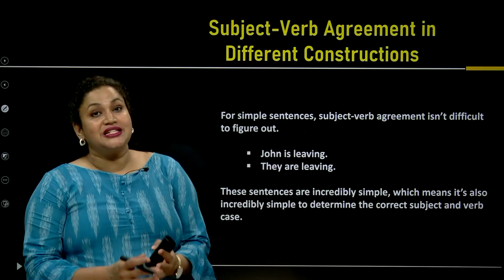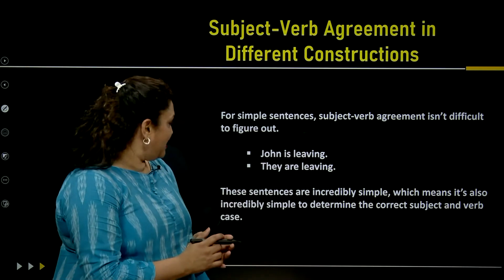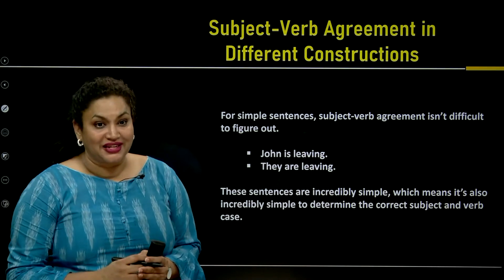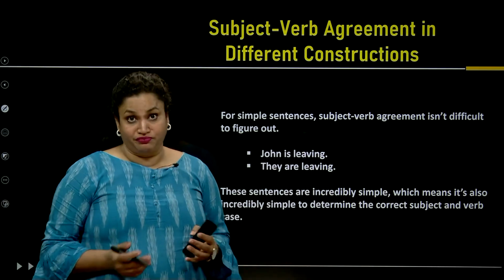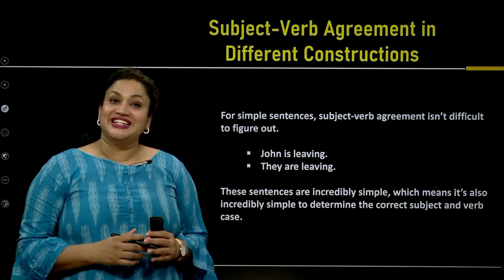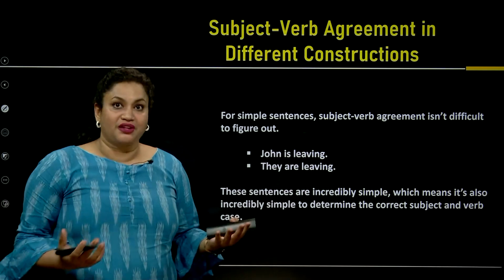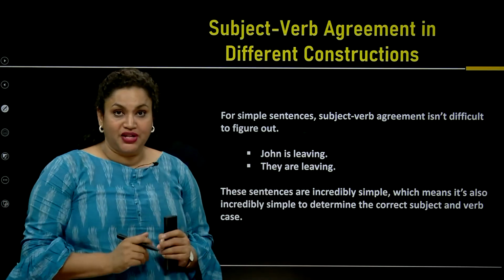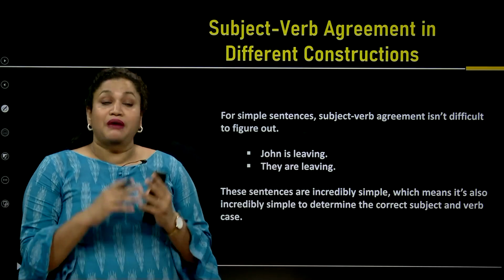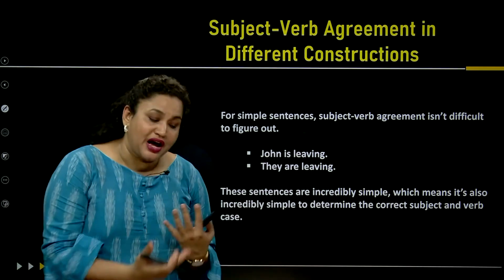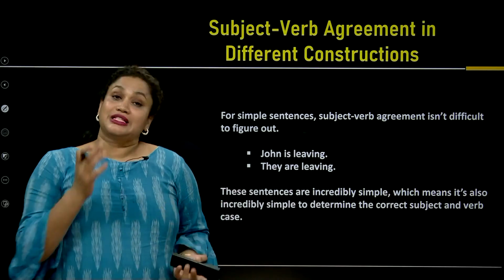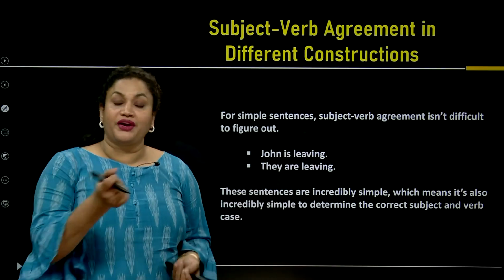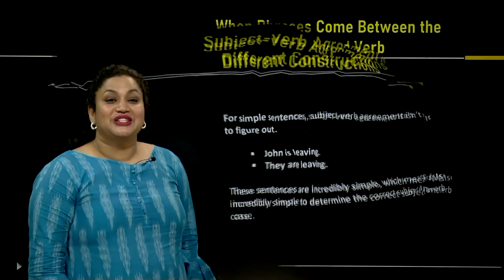Okay, so these sentences are incredibly simple, which means it's also incredibly simple to determine the correct subject and the verb case. So therefore, we don't have to worry whether it is the same thing that we're doing or something different. It's the same. When it comes to simple sentences and simple subjects and verbs, it's understandable. But the only problem comes when we use pronouns, when we use different things. That's when the problem comes. You have to determine whether it is a singular countable noun or an uncountable noun, and so on. Okay, so let's go to the next one.